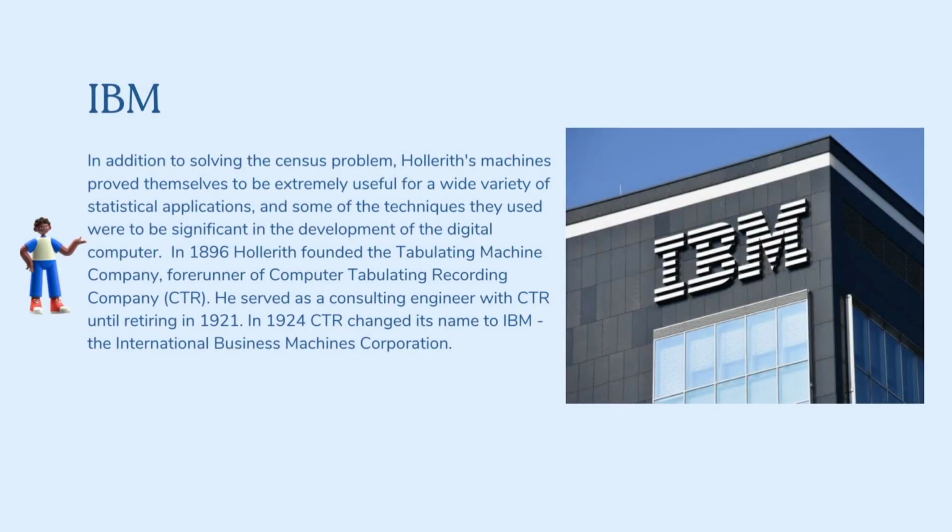In addition to solving the census problem, Hollerith's machines proved themselves to be extremely useful for a wide variety of statistical applications, and some of the techniques they used were to be significant in the development of the digital computer. In 1896 Hollerith founded the Tabulating Machine Company, forerunner of the Computing Tabulating Recording Company, CTR. He served as a consulting engineer with CTR until retiring in 1921. In 1924 CTR changed its name to IBM, the International Business Machines Corporation.